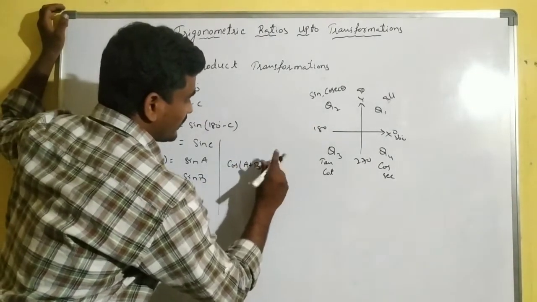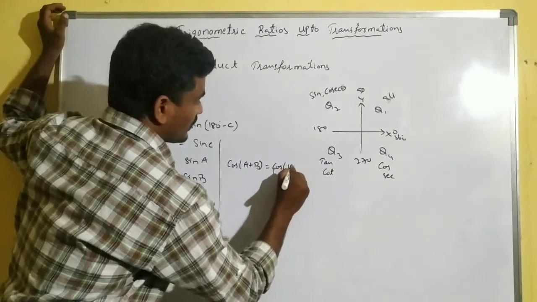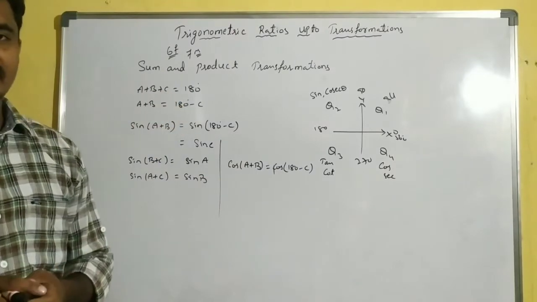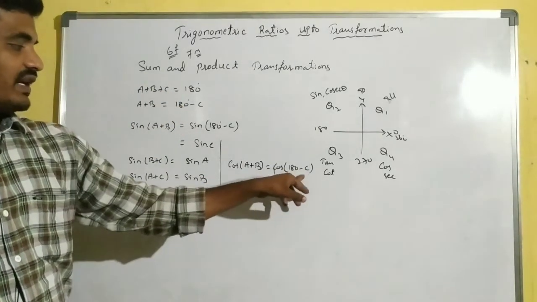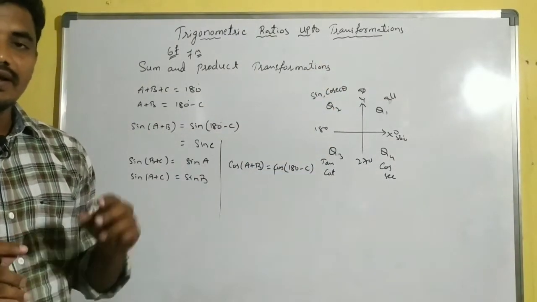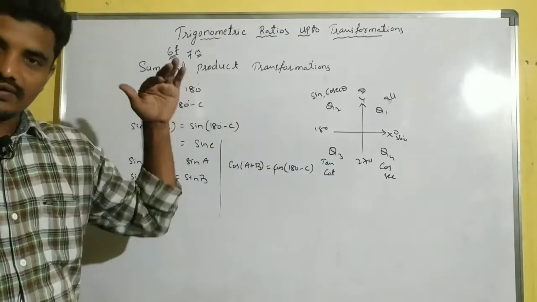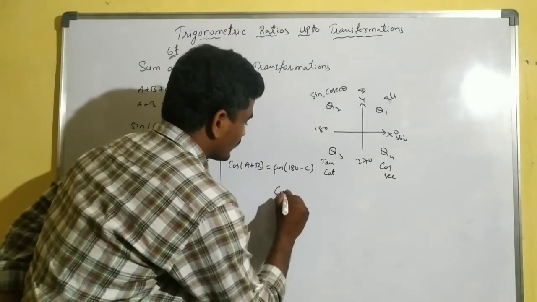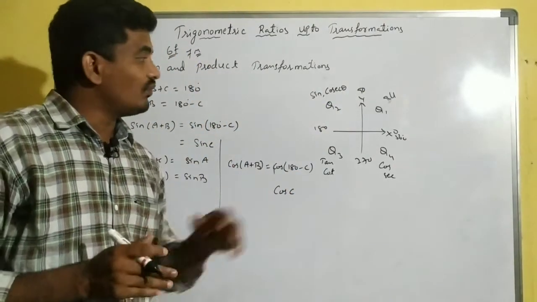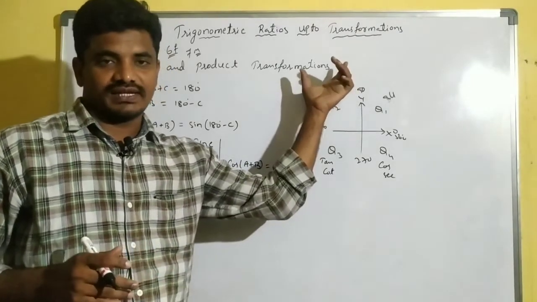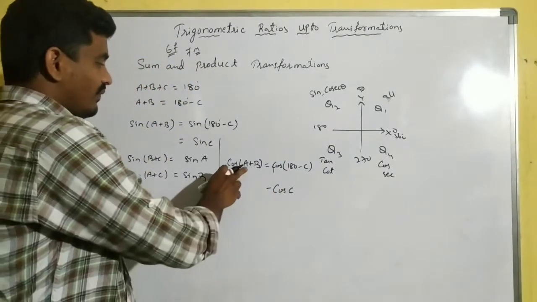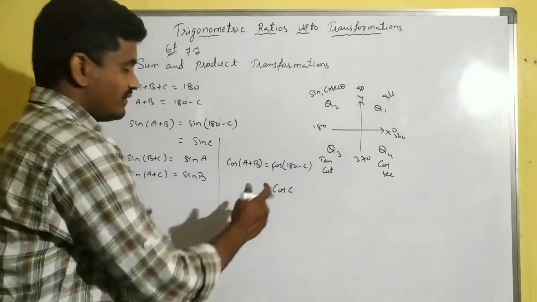When I take cos of a plus b, we can write cos of 180 minus c, because a plus b equals 180 minus c. Cos 180 minus theta means we get the same ratio, cos c first, and it is in the second quadrant. In the second quadrant, what are the only positive ratios? Sine and cosec. That means cos is not positive, that's why it becomes minus. So cos of a plus b gives us minus cos c.